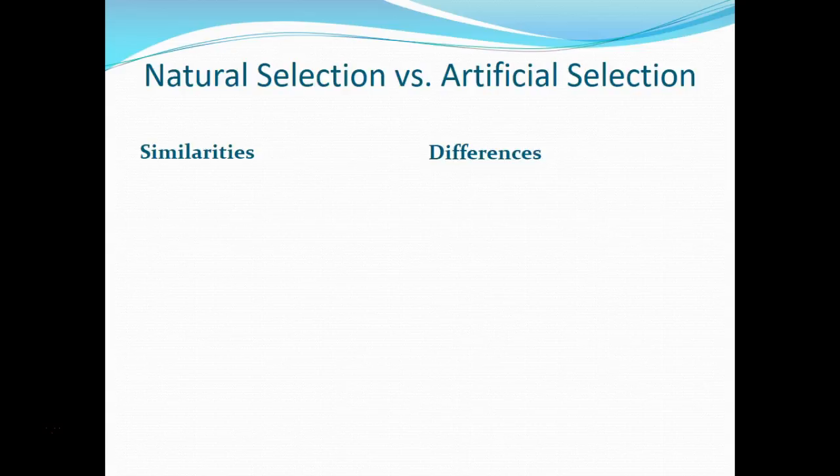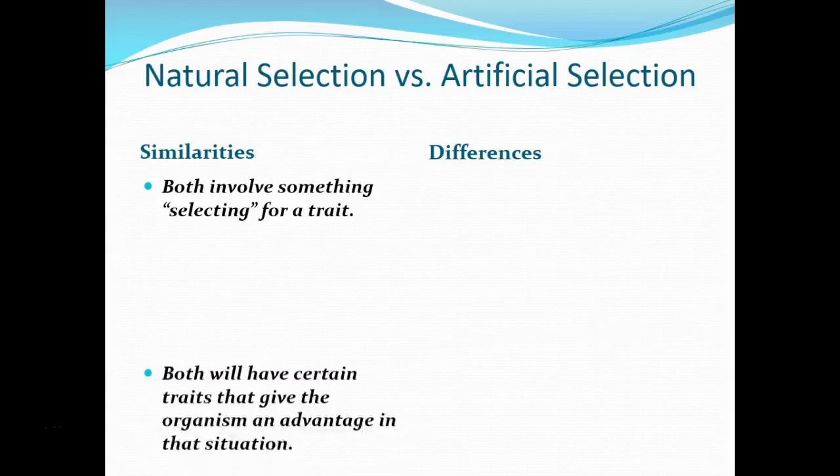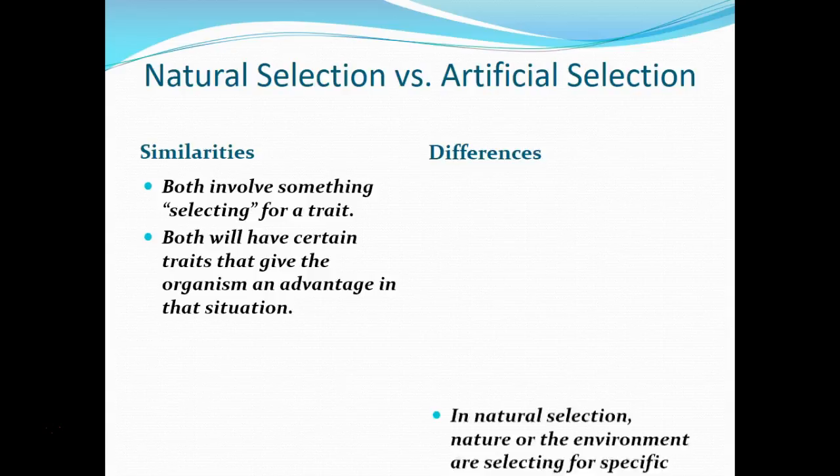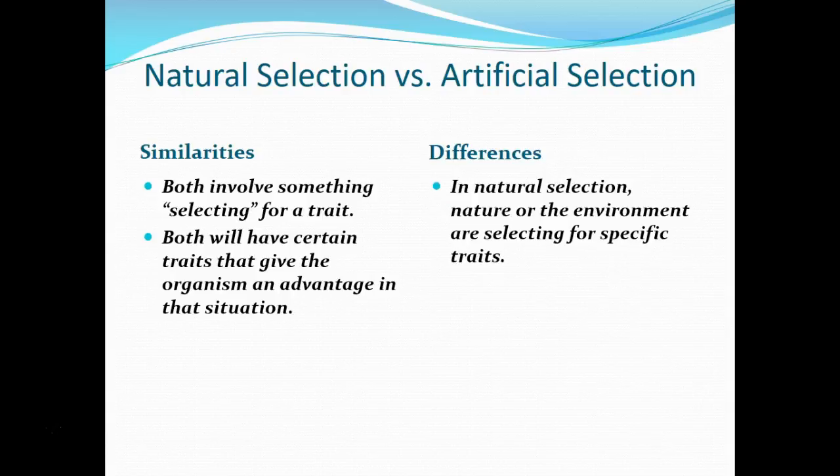But there's something that sounds similar to natural selection. It works in a similar way, but that's artificial selection. So how are the two similar? Well, they both involve something that's selecting a particular trait in an organism, and in both cases, certain traits are going to give the organism an advantage in that particular situation. But in natural selection, it's of course nature or the environment that's doing the selecting.